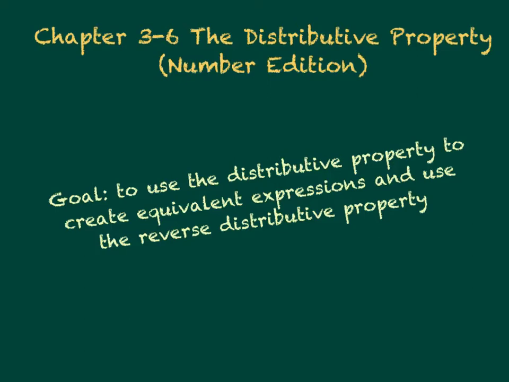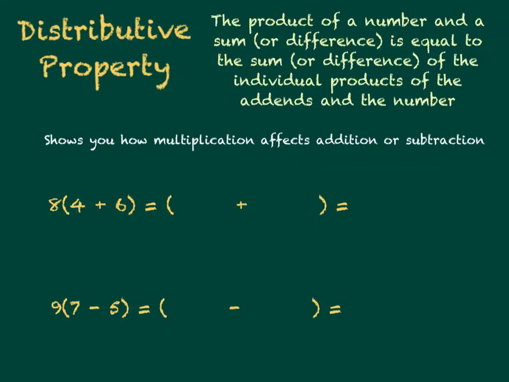We're also going to use the reverse distributive property. By the distributive property, what I mean is that the product of a number and a sum or difference is equal to the sum or difference of the individual products of the addends and the number. So what this does is it shows us how multiplication affects both addition and subtraction.